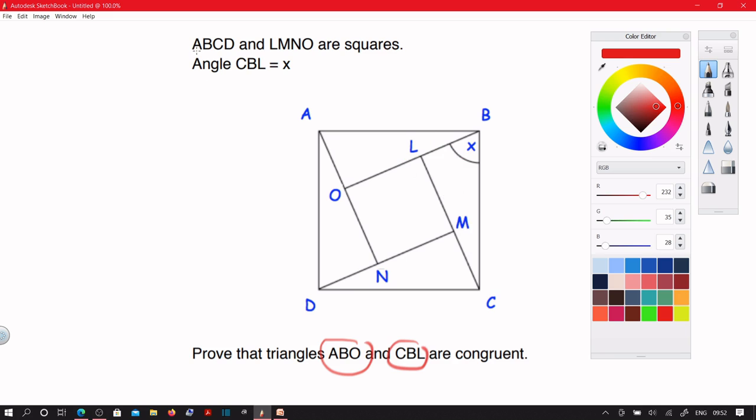Also, it does say in the question that ABCD, this big square over here, is a square, and we know in a square all the corners are 90 degrees and all the sides are the same size. And there is a smaller square right here, meaning all the sides are the same size and each corner is 90 degrees by default. That's what a square is.